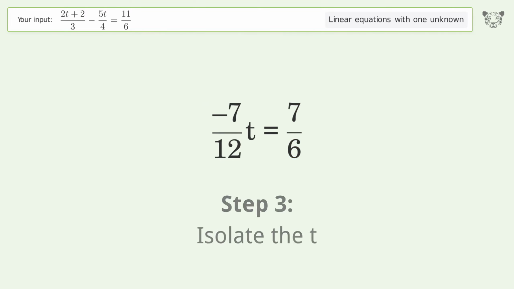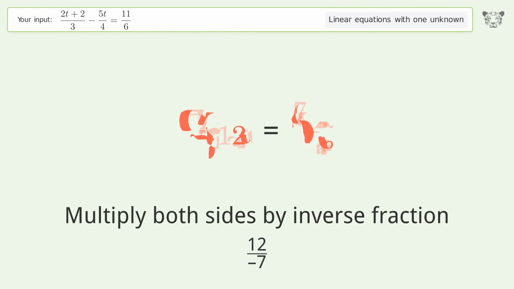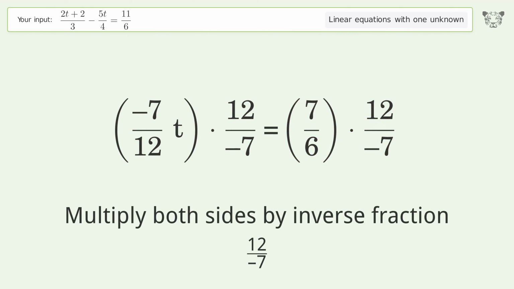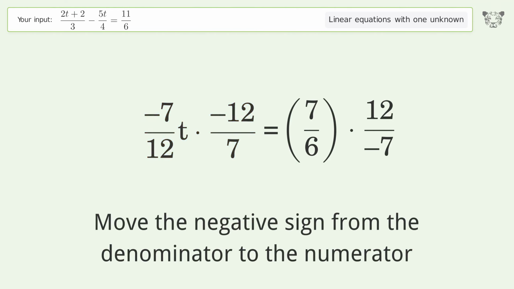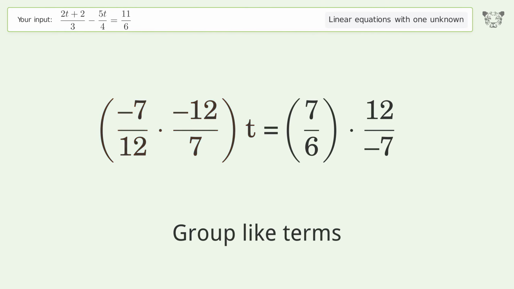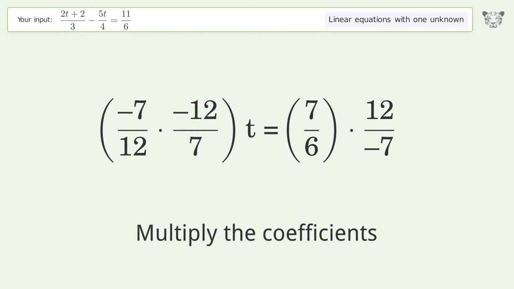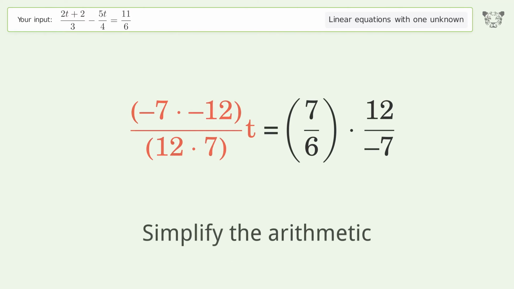Isolate the t. Multiply both sides by inverse fraction 12/7. Move the negative sign from the denominator to the numerator. Group like terms. Multiply the coefficients. Simplify the arithmetic.